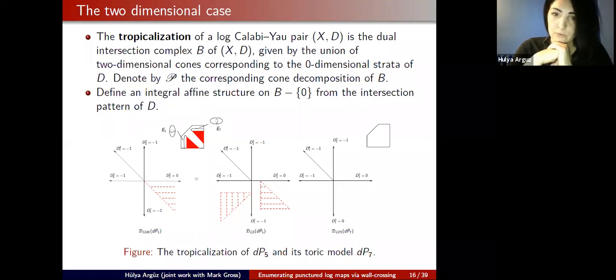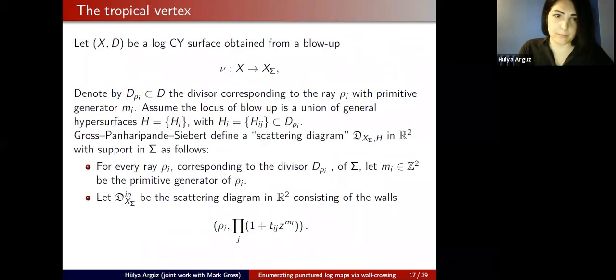So in this picture, you see three diagrams: one with a singularity at the origin, which is the Gross-Hacking-Keel setup; the second, the Gross-Siebert setup, where you have singularities pushed away; and in the third, the singularities are at infinity. So the idea is to understand the relationship between these three diagrams to understand mirror symmetry, essentially.